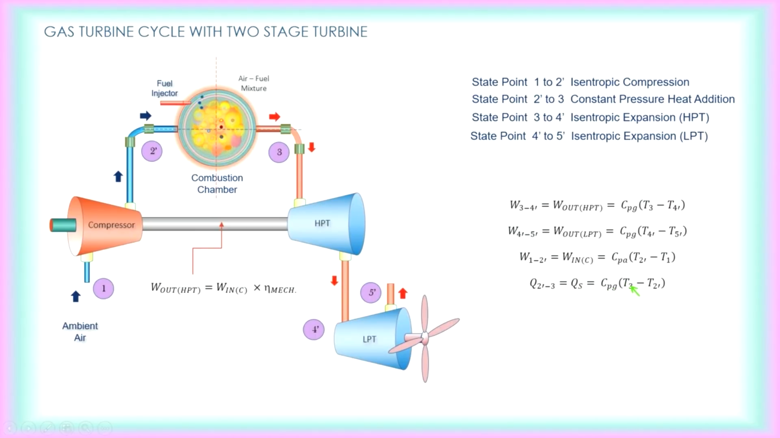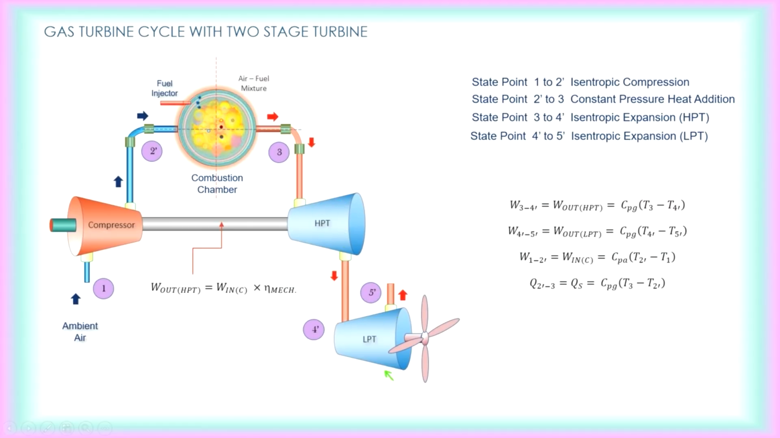So which is Cp g (T3 minus T2 prime). That is the temperature difference here. And remember, based on the schematic diagram, we can see the high pressure turbine is driving the compressor. So if mechanical efficiency is included, then you can calculate work in by taking work out times mechanical efficiency for the high pressure turbine.